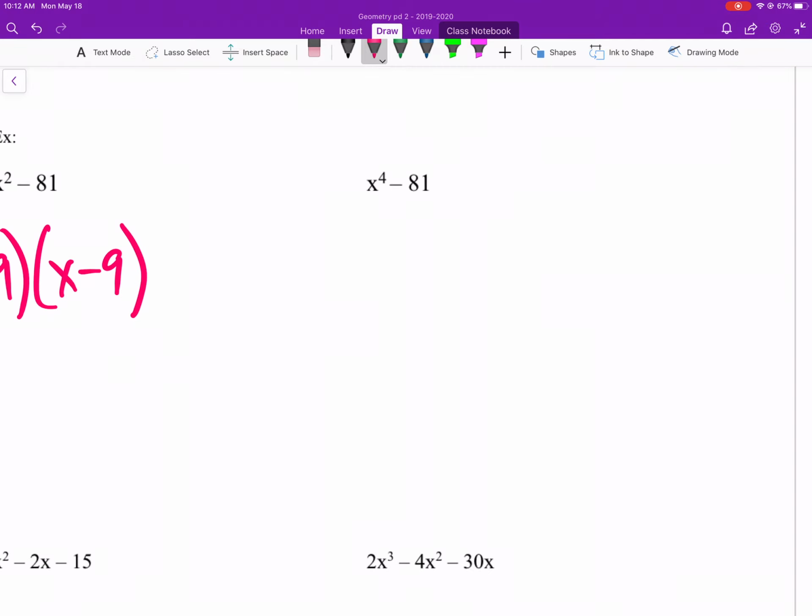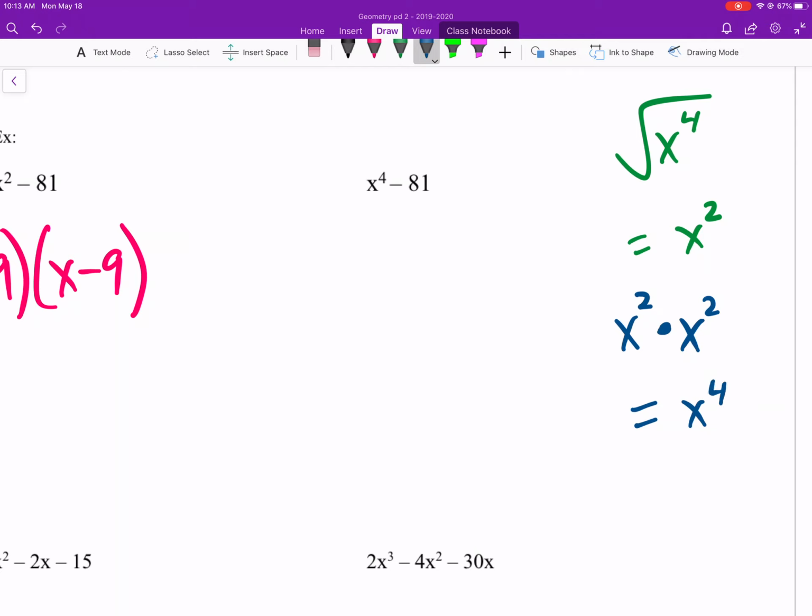Now with x to the 4th minus 81, this is another example of factoring using dots, because x to the 4th, just like 81 and x squared before, is a perfect square. Because if you take the square root of that, you get x squared. What does that mean? That means x squared times itself is going to give you x to the 4th. Remember, you add the exponents when you're multiplying. So what times itself gives you x to the 4th? That would be x squared.